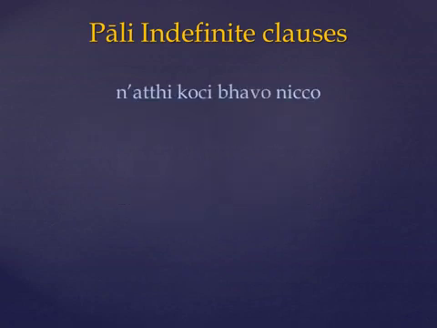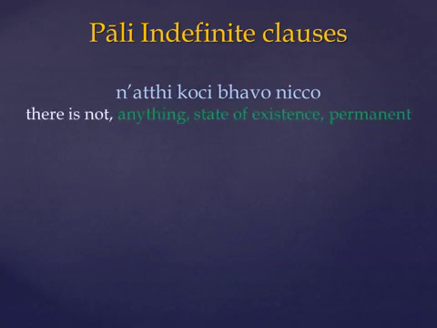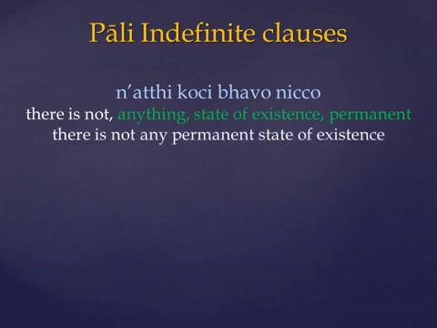Na ati kiñci bhavo nicco. There is not anything, being or state of existence, permanent. Here we can see that there are three words, all in the nominative case, and so two are likely to be adjectives qualifying a third. And so the indefinite pronoun is actually just adding an indefinite sense to the noun bhavo. So we can render this: there is not any permanent state of existence.